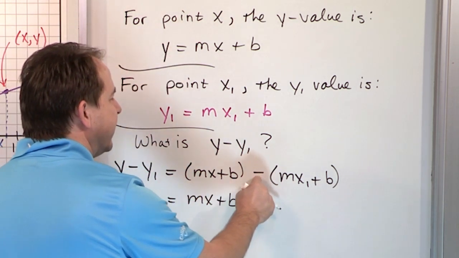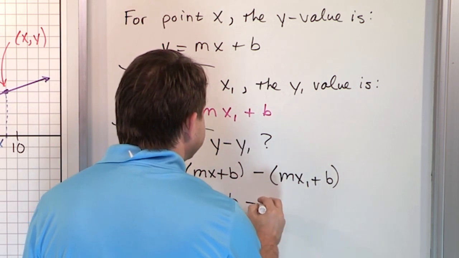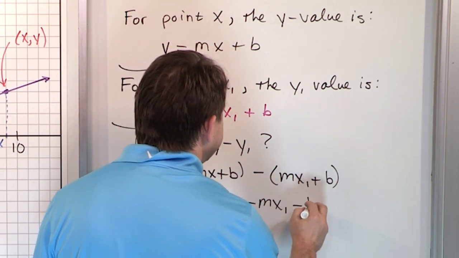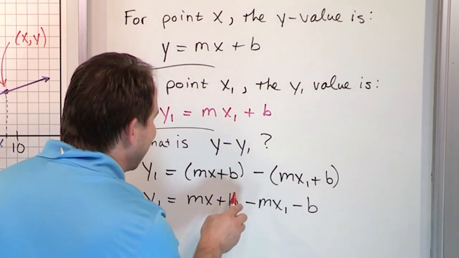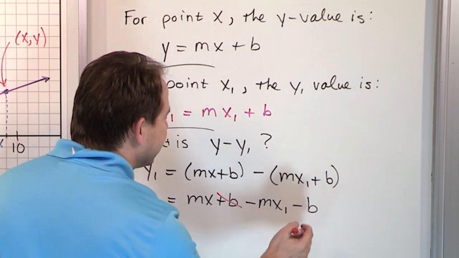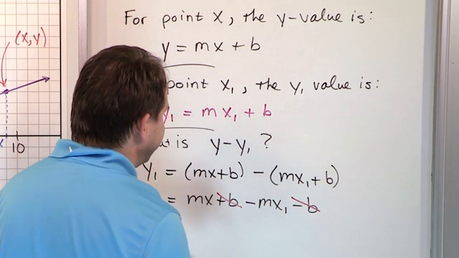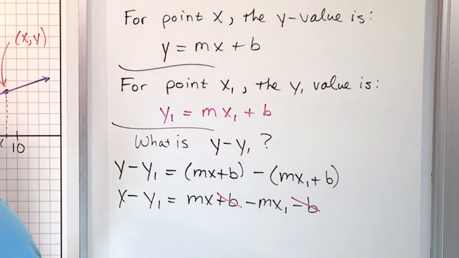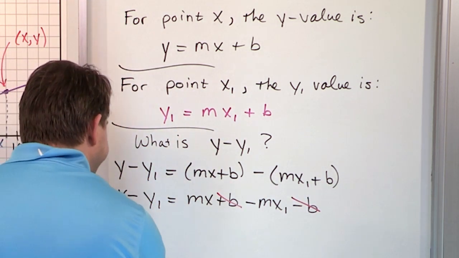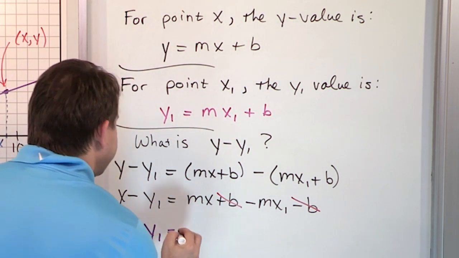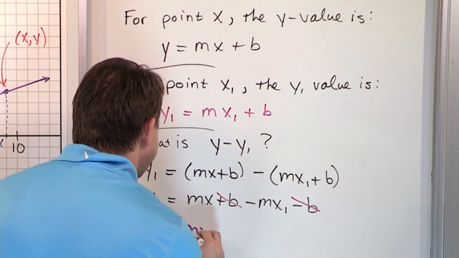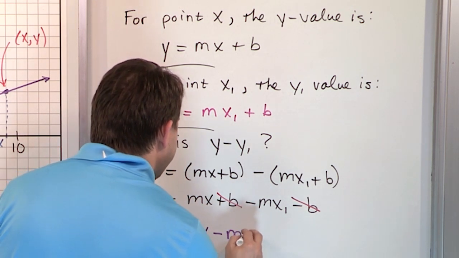What do I do with this minus sign? I distribute it in: minus mx1 minus b. But look at what happens. A beautiful thing happens, because I have a b plus a minus b, which completely cancel, giving me 0 for those two terms. So all I'm left with is y minus y1 equals mx minus mx1.